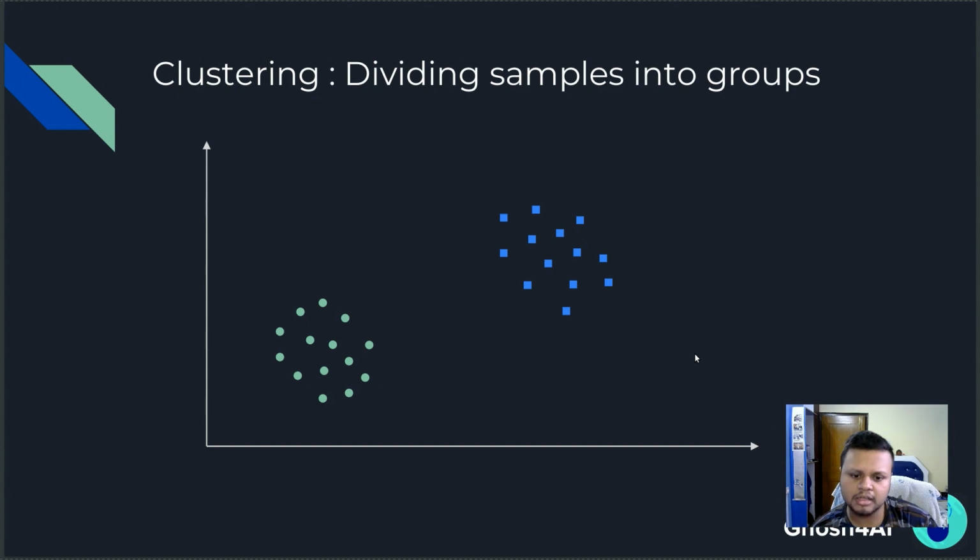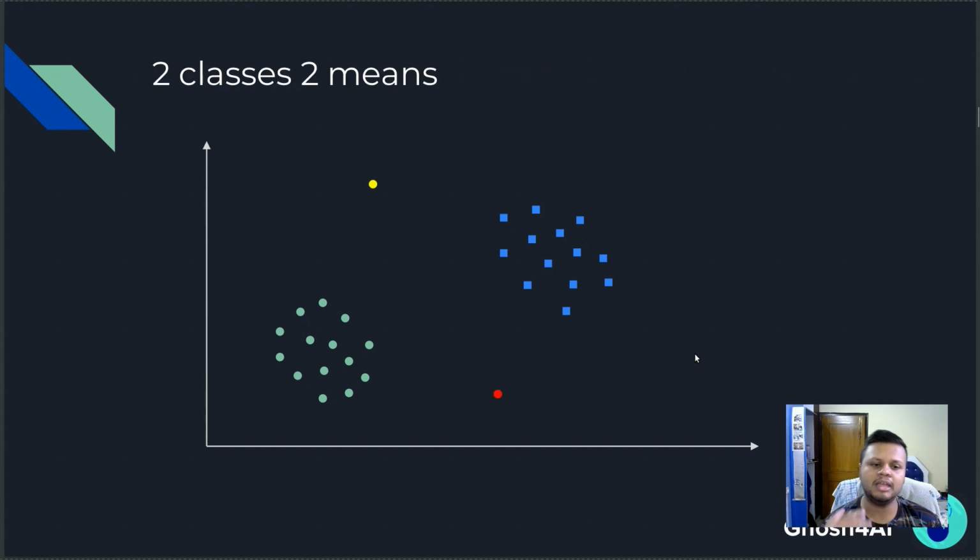Now to start the algorithm, we have to randomly initialize 2 points which will act as our means for the clusters. If our goal is to divide the space into 2 clusters, then we need 2 means. So let us randomly assign 2 mean points which will ultimately try to find the centroid of a cluster.